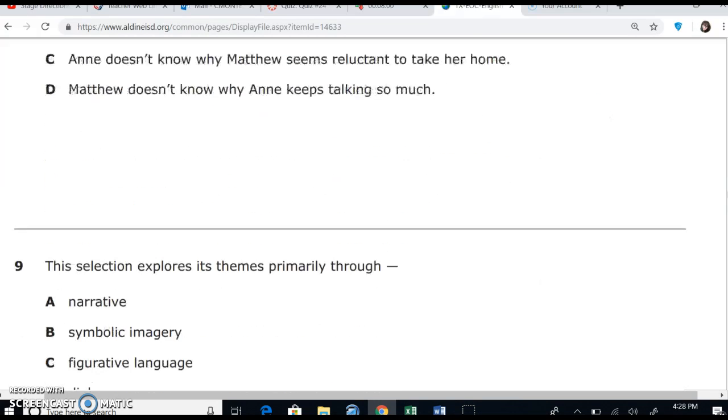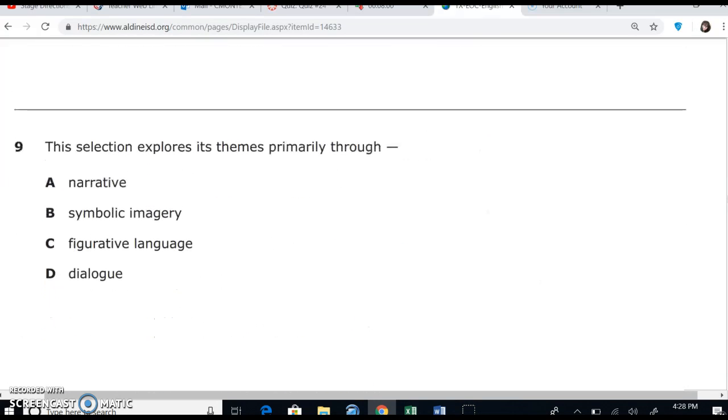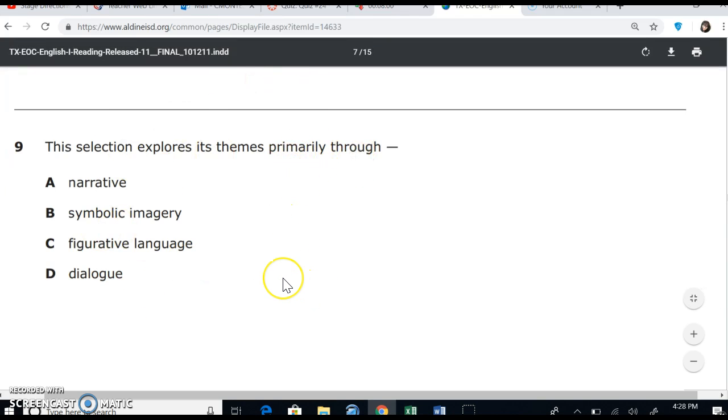Okay, and last question. This question is very easy. If, at the end of the play, you understand the theme, the overall message, you should be getting most of these correct. So this one is trying to trick you though, because you need to know the theme, and then you need to figure out how the theme is being told to you, through a narrative, through imagery, through figurative language, or through dialogue. Okay, what is mostly used here to share the story?